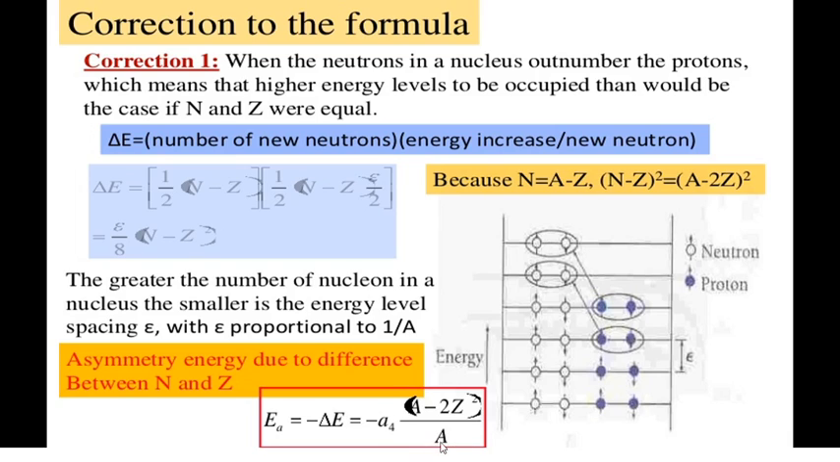See, from where this A came: the greater the number of nucleons in a nucleus, the smaller is the energy level spacing. And so we can write epsilon is proportional to 1 by A. So that 1 by A also came here in the formula. See, when the number of nucleons increases, the nucleons will attain higher energy, isn't it? And so it is proportional to 1 by A. So minus A4 into A minus 2z whole square divided by A. So that is the asymmetry energy, and this asymmetry energy will decrease the binding energy of the nucleons, so it is given a negative sign.